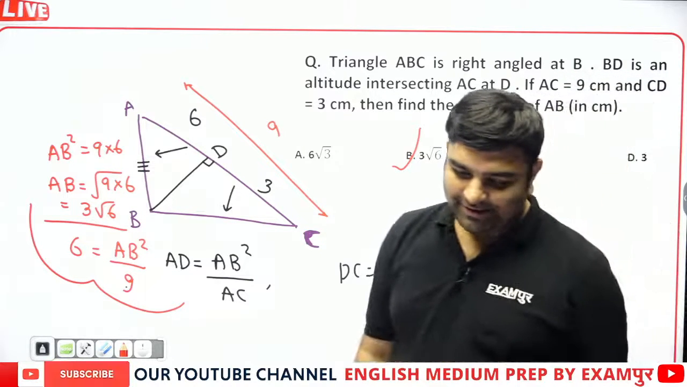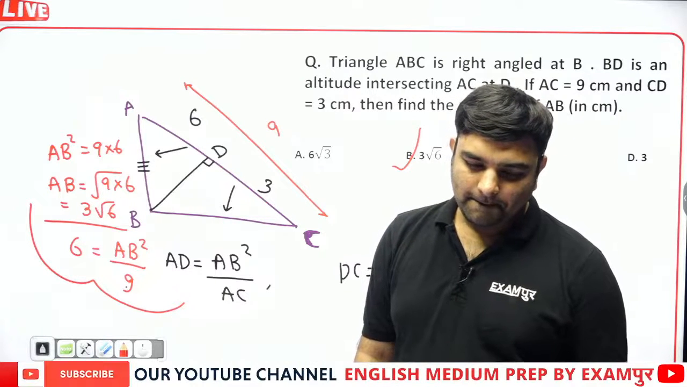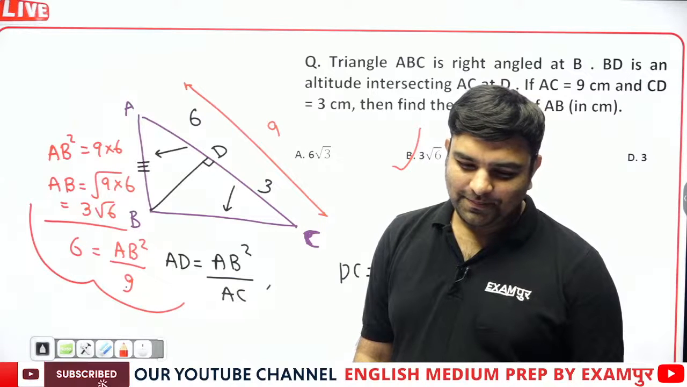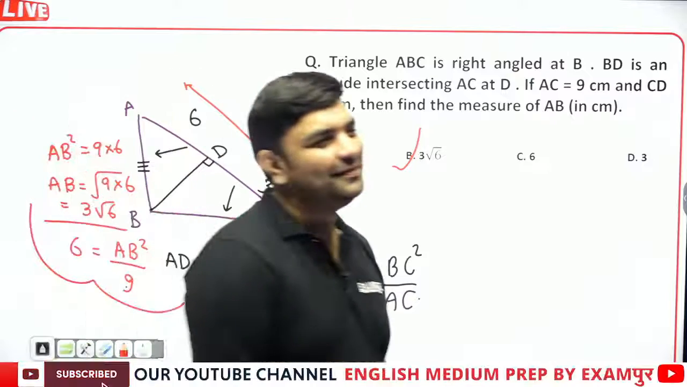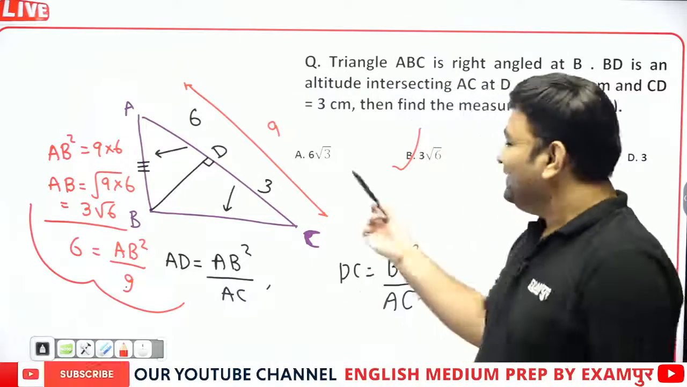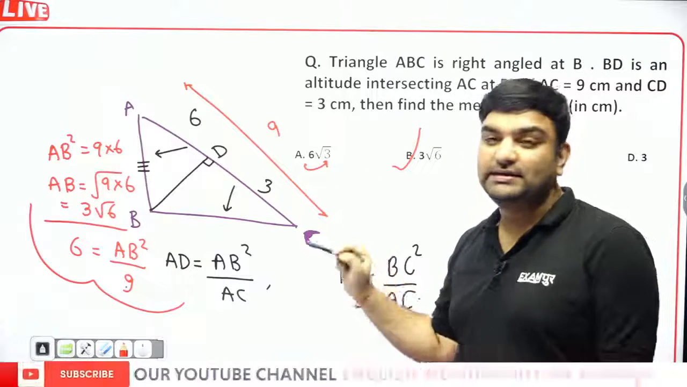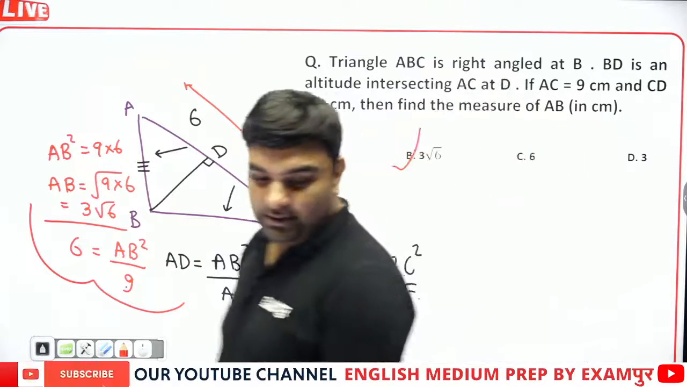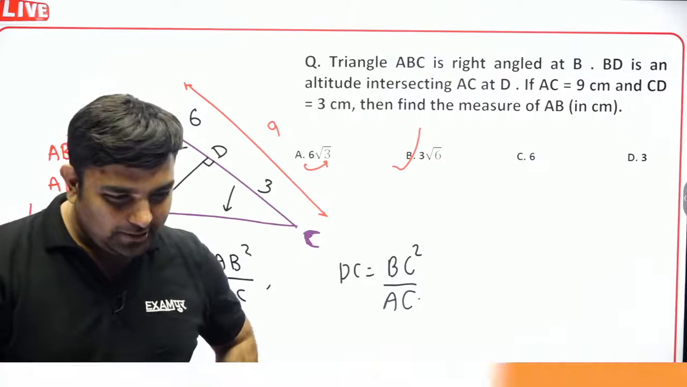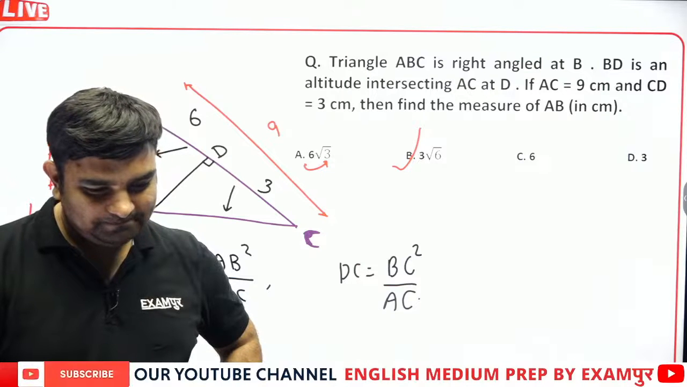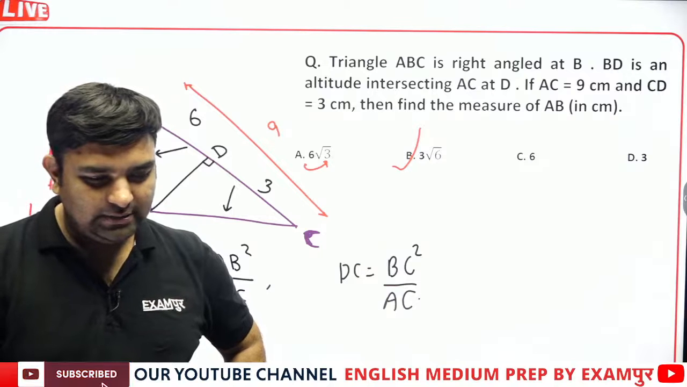Why are you giving A? Oh my goodness. What is this? This is 36. If you take it inside, this is 36 into 3, root 108. This is root 108. Got your errors?